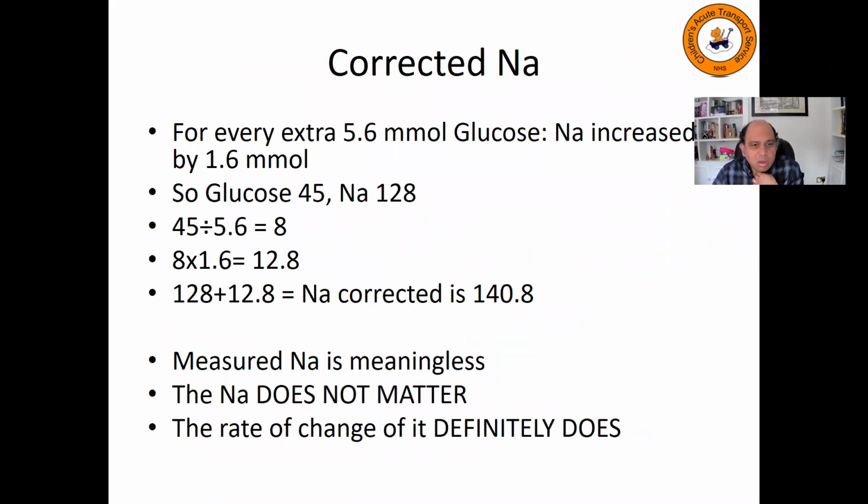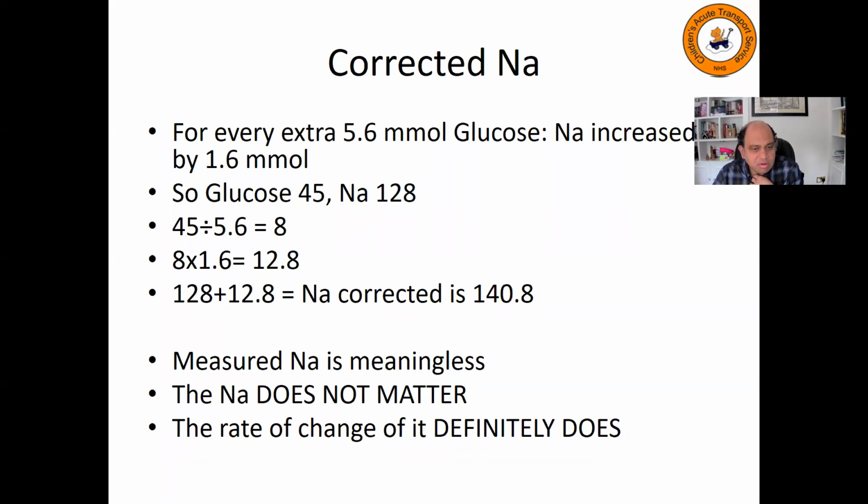So for every extra 5.6 millimoles of glucose increase, sodium increases by 1.6. For example, if the glucose is 45, then 45 divided by 5.6 equals 8, and 8 times 1.6 is 12.8. So 128 plus 12.8 is 140.8. Your corrected sodium is 140.8, but your apparent sodium is 128, and that's a compensation for the osmotic shift of the increased glucose. So the corrected sodium of 140.8 is what we track. The measured sodium, which is the 128, is really not that meaningful. All you really want to track is the corrected sodium.